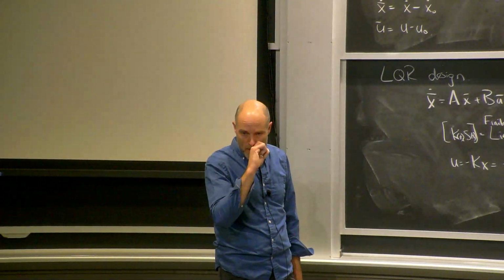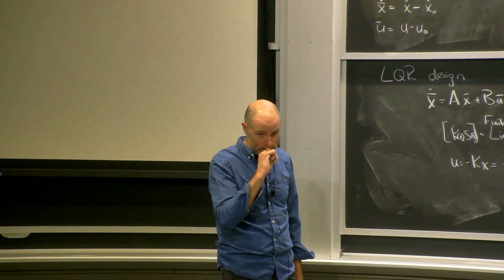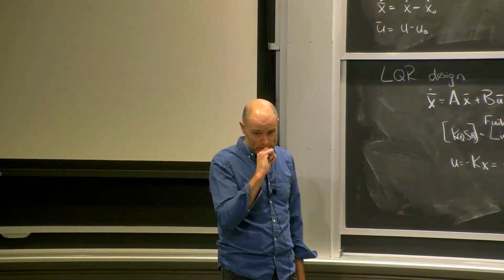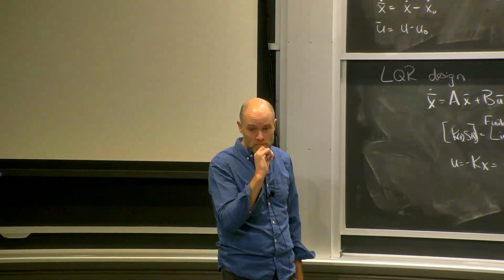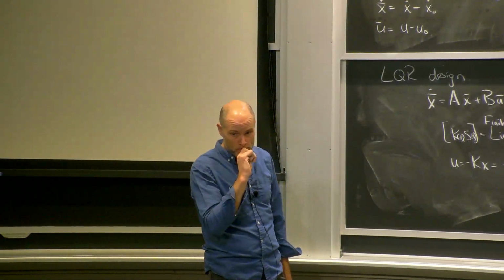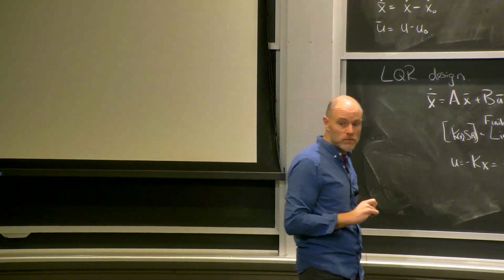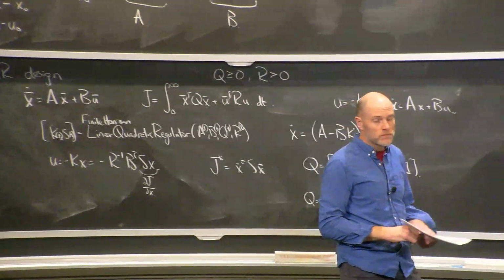Yeah? Are there methods like A-star or some sort of optimization method to find the absolute minimum time to do this, bring it to the origin, or minimum control? I know Q and R sort of are related to those two things. But are there methods to find the actual Q and R that minimize time?